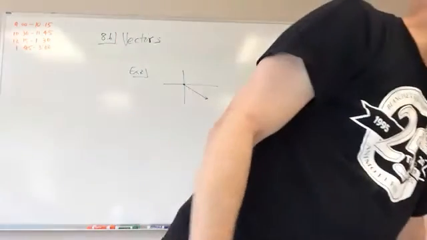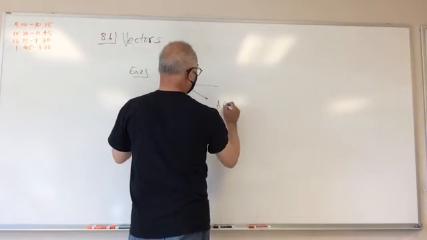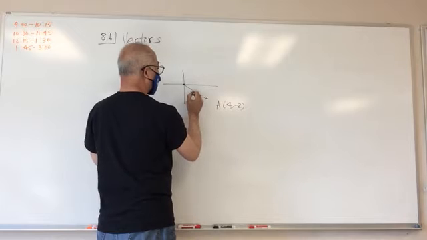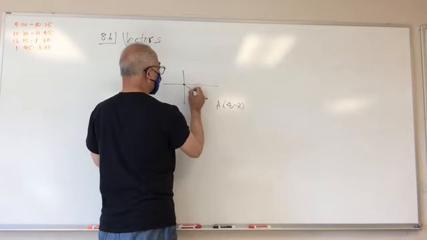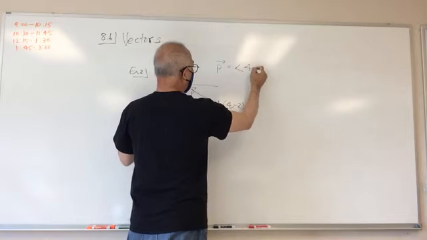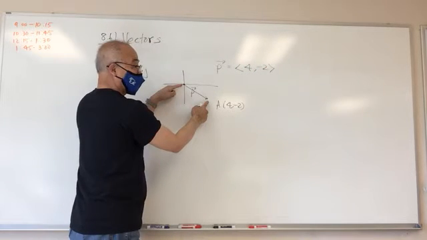Any names here? No names. Just whatever I want. So this is 4 and negative 2. So the vector, we'll call this vector P. Vector P is going to be equal to 4 and negative 2. So it starts here and ends up here.